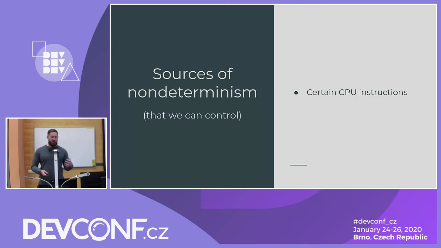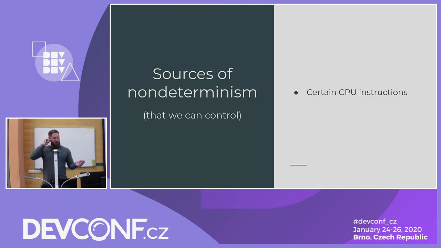So let's go through some of the sources of non-determinism and what we can do about them. Certain CPU instructions, right? It turns out a lot of CPU instructions are deterministic. You give them an input, it's going to do something on that input and then put the result someplace. Every time it's going to be the same computation. But there are a few CPU instructions that are different every single time. RDRAND generates random numbers, hopefully going to be different every time, right? We hope.